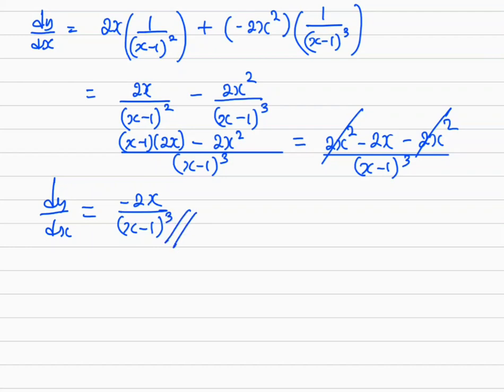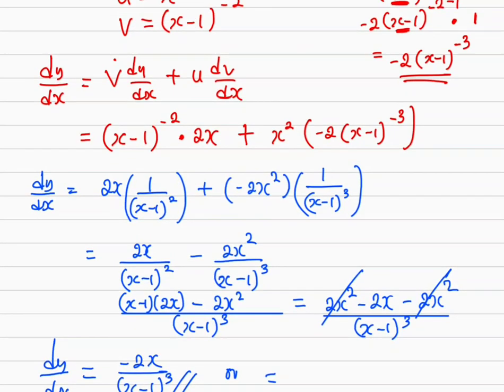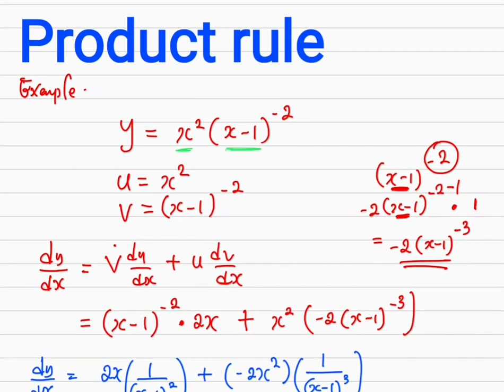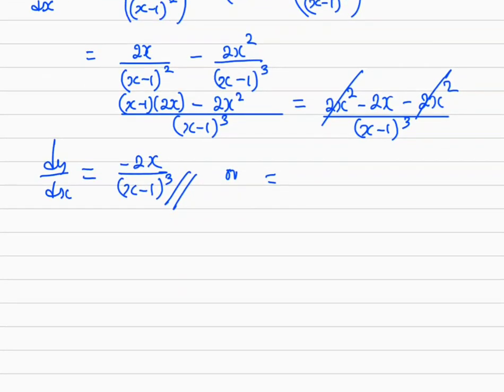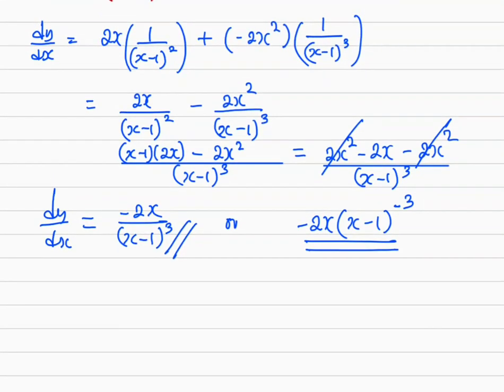Now this is a very valid answer. It depends on how the answer is being presented. I can decide to have it in the form of the question we were given, as minus 2x times (x minus 1) raised to power minus 3. So either way, you can have your answer, either this or that. So that is a very good question. Keep watching and keep learning.